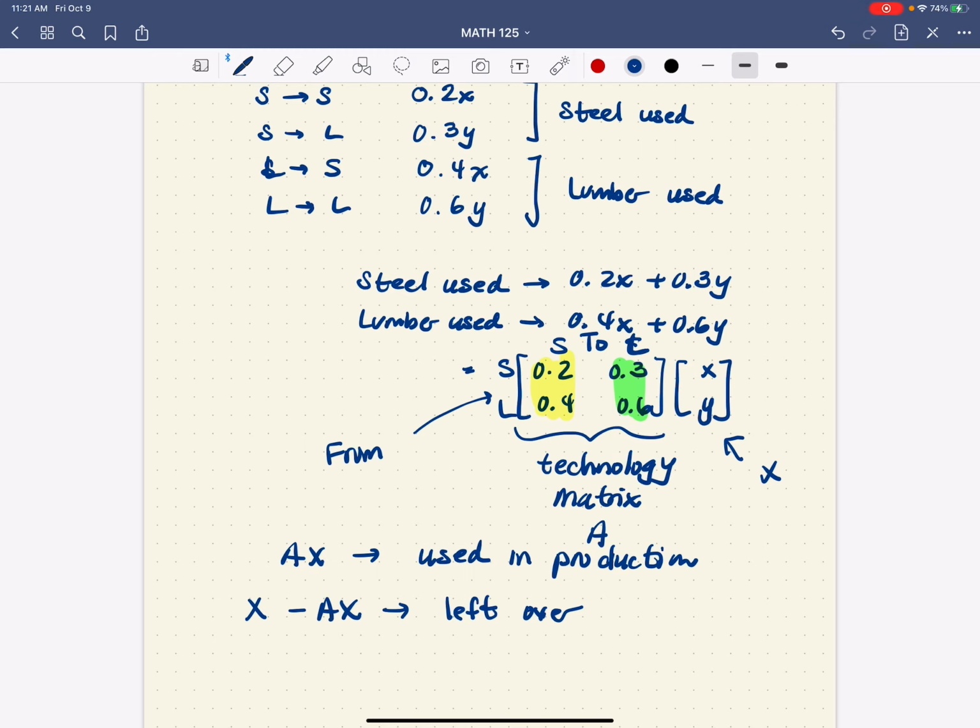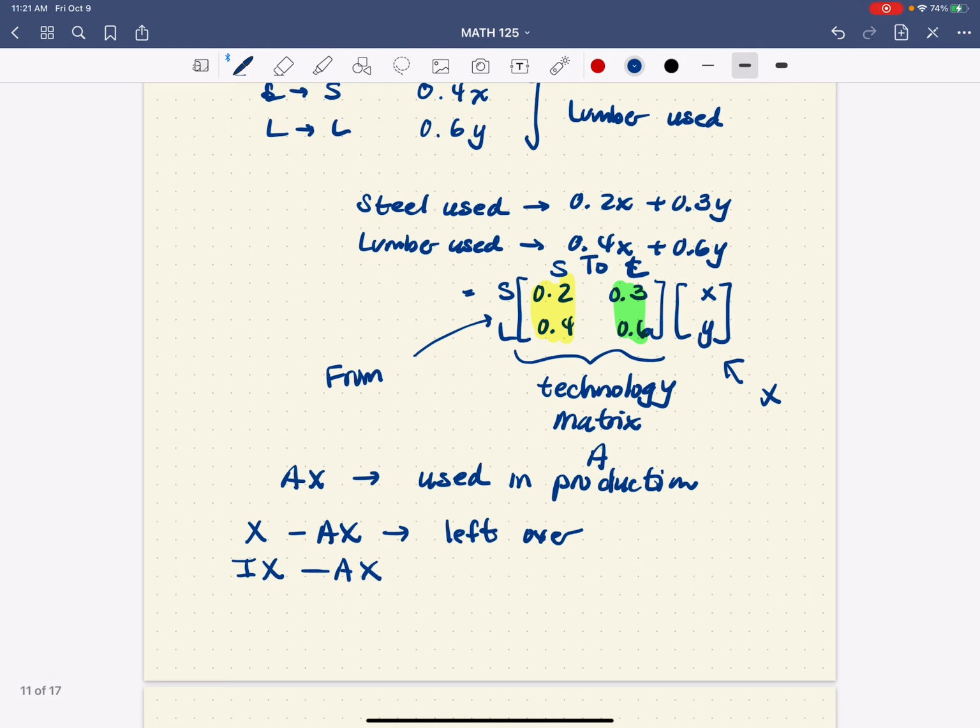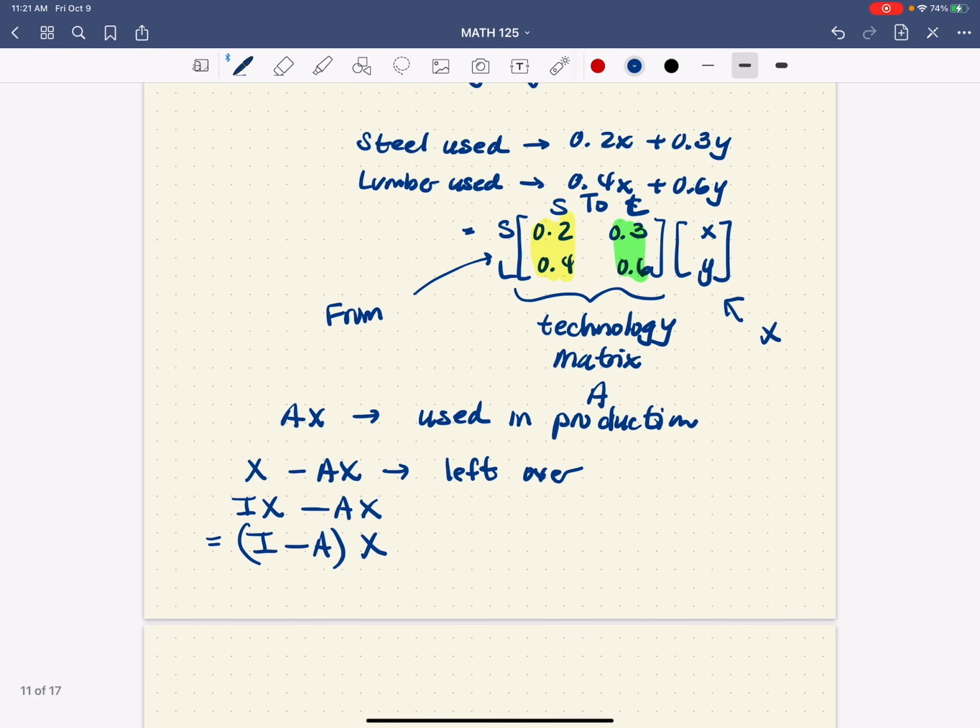Now I'm going to write this in a slightly different way. I know that multiplying any matrix by the identity matrix is just going to give me the matrix again. So I'm going to write it as IX minus AX. I want them both to look like matrices, and then kind of reverse the multiplication. Remember that matrix multiplication is not commutative, so I have to make sure that I multiply X on the correct side. In this case, it's the right side. So that's I minus A times X. And what this represents is leftover.